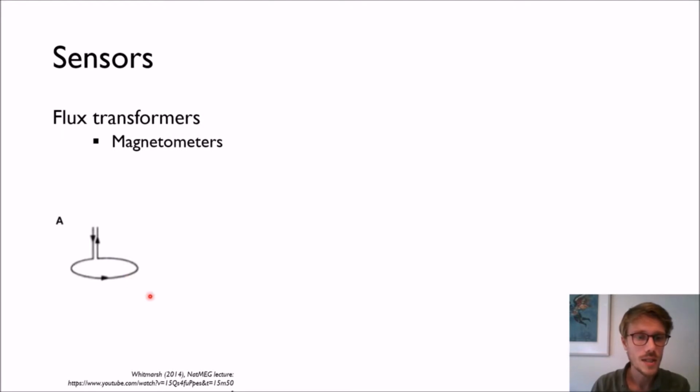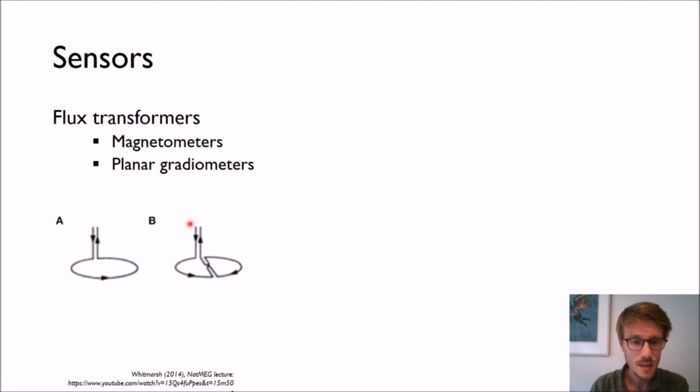And to overcome this issue, we have planar gradiometers. These are a little bit more complex. They consist of two coils, or two halves in this case, but you can consider them as two coils, and they are configured like a figure 8. So you have to follow the arrows here. You see that they cross over here, and then this one goes in the other direction.